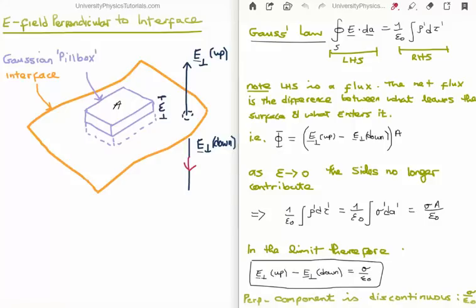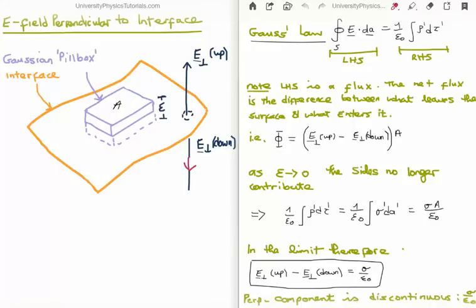So of course we're going to have two components. We're going to have a component above the interface and a component below the interface. So I'm going to call them E perpendicular up and E perpendicular down. So now we need to draw our Gaussian pillbox. In the solid purple lines, I've drawn the Gaussian pillbox on the top side of the interface, and the broken lines are the Gaussian pillbox below the interface itself. The thickness of the pillbox is epsilon.